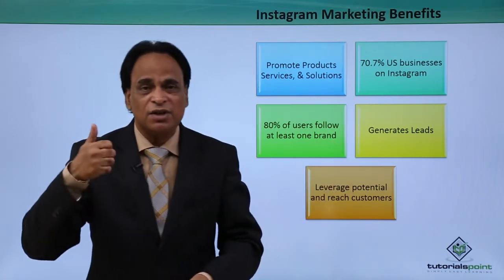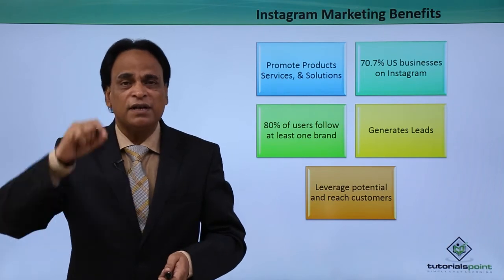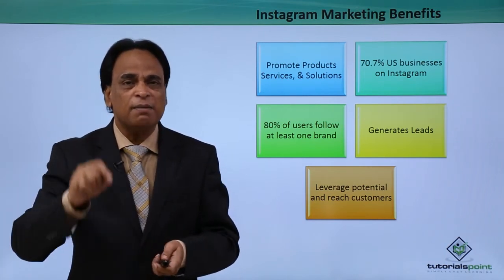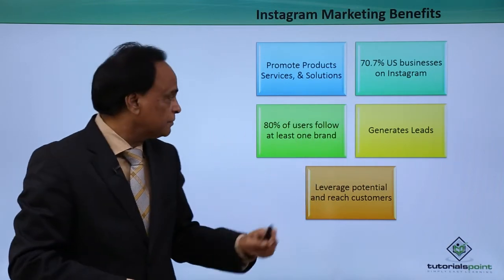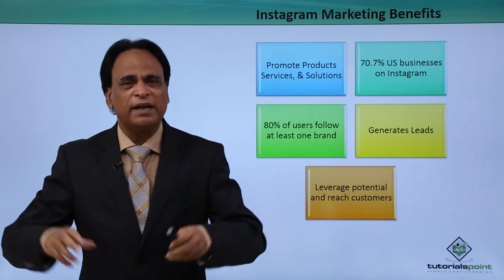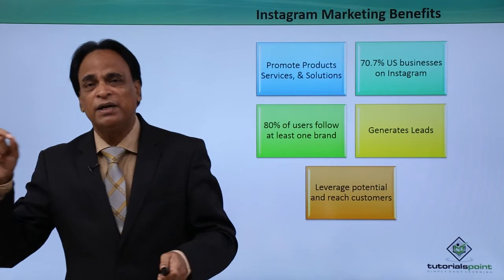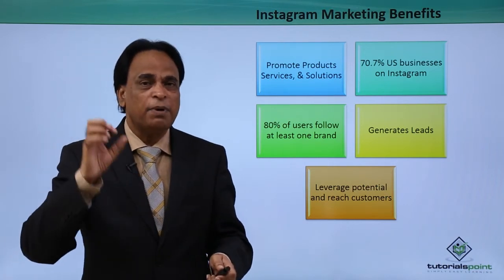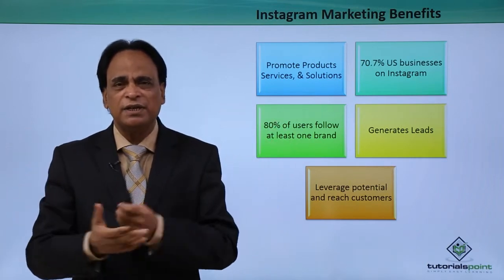70.7% of US businesses are on Instagram. 70.7% of all the businesses, companies, organizations and enterprises are on Instagram. 80% of users follow at least one brand. They follow one brand or the other, and that is the power and the reach of Instagram. It helps in generating leads.